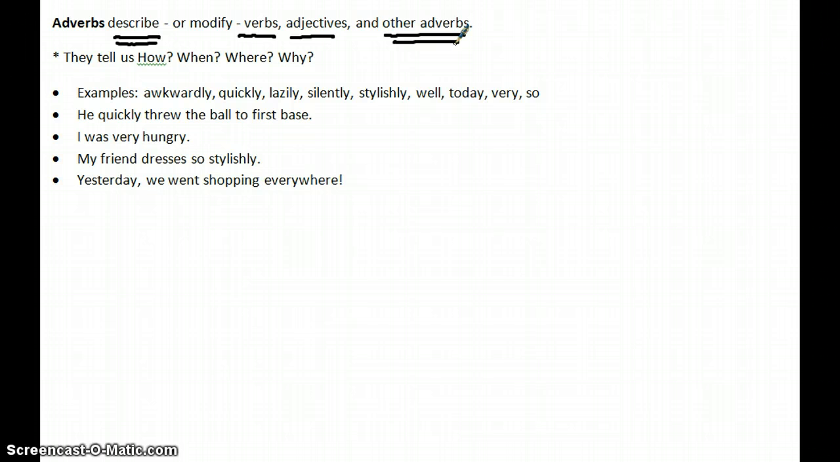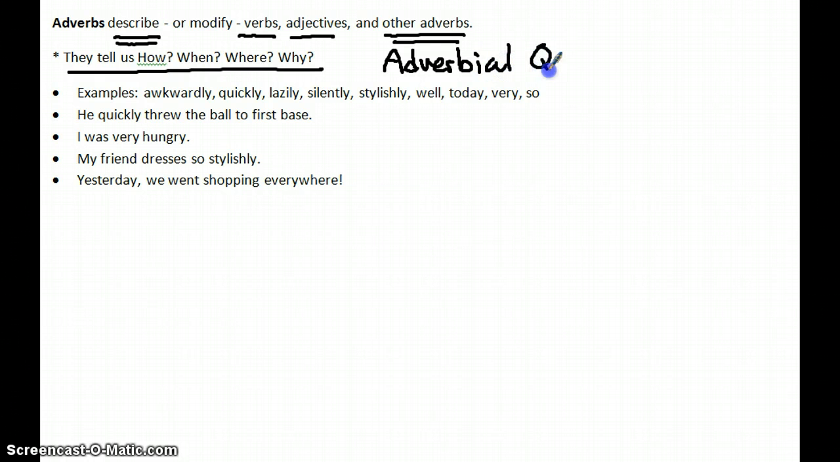But just like with the adjectives, adverbs answer questions about the words they modify. We said that adjectives answer 4 questions. Well, adverbs answer 4 questions as well. How, when, where, and why. So if you can remember those 4 questions, and those are called adverbial questions, they will help you identify adverbs, because words that answer one of these 4 questions about another word in a sentence are acting like adverbs. Okay?